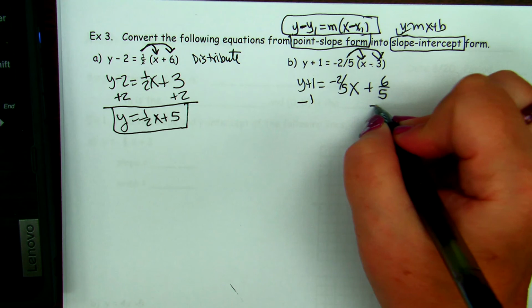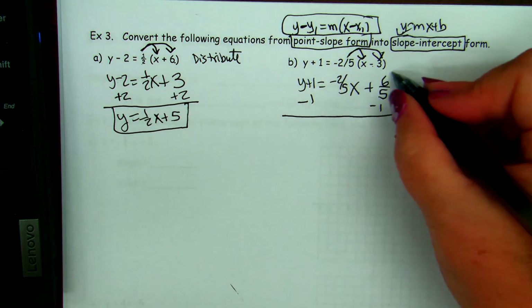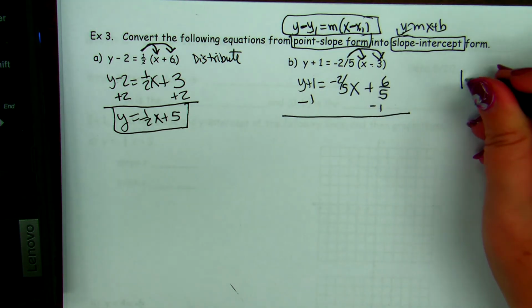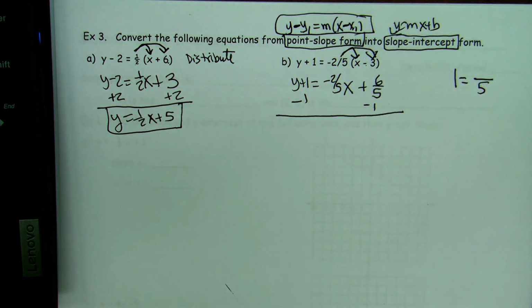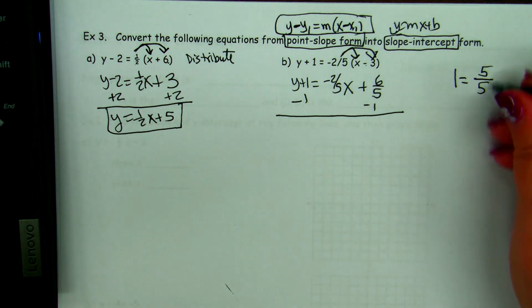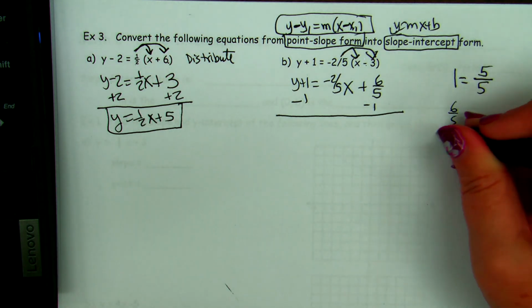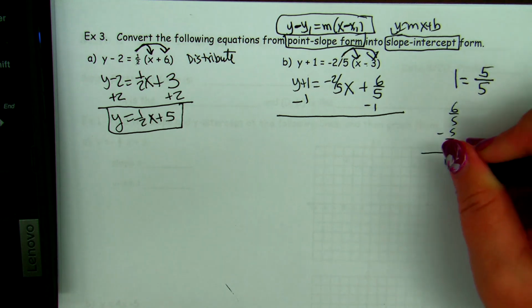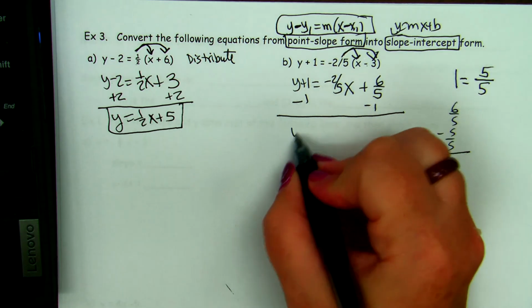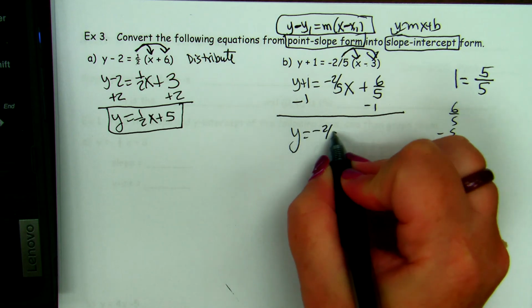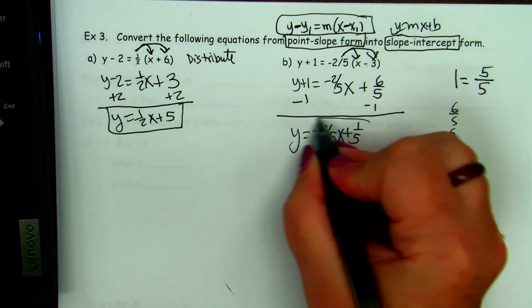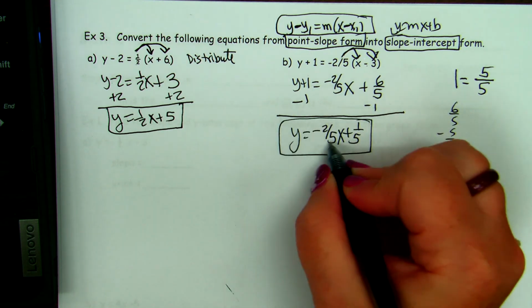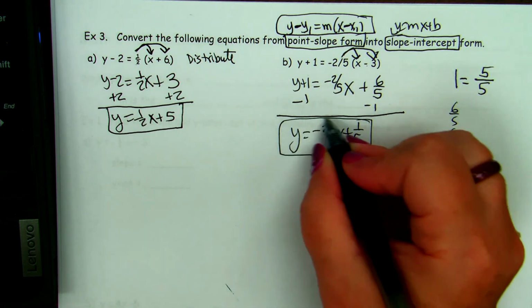Subtract 1. We need a common denominator with 6/5. So 1 is how many fifths? 5. 5/5 is 1. So 6/5 minus 5/5 is 1/5. This is slope-intercept form. The slope is -2/5.